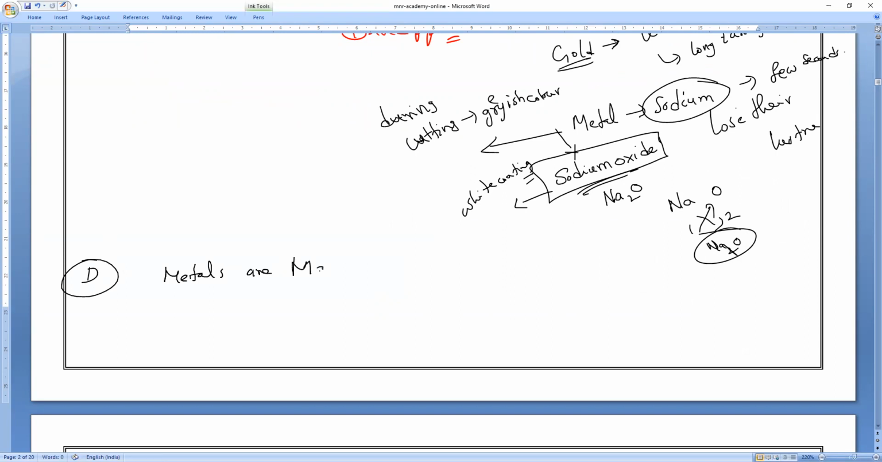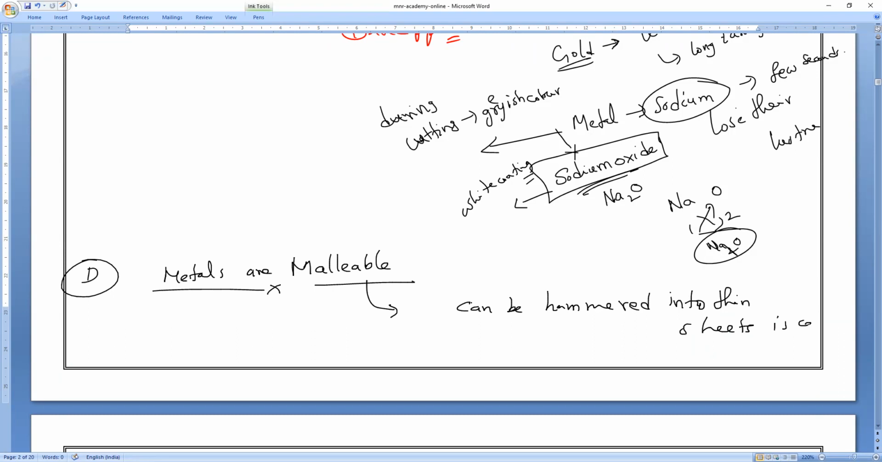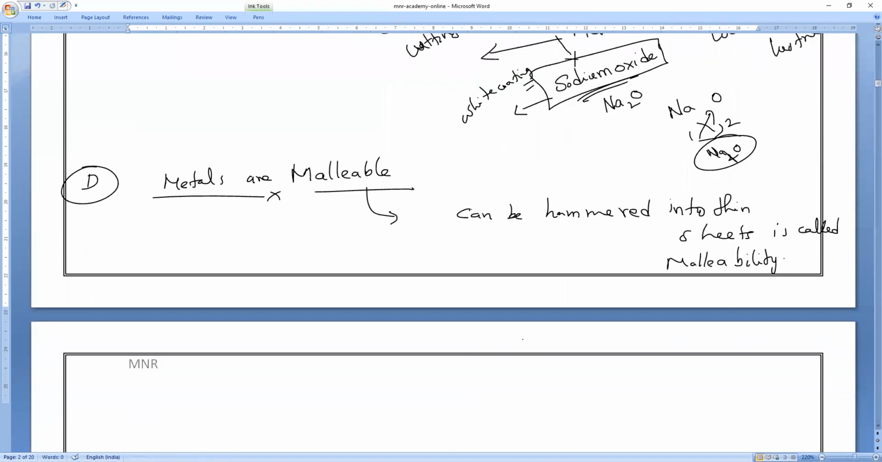So metals are malleable. What do you mean by malleable? Generally metals are malleable. They can be hammered into thin sheets. The property of metals by which we can hammer them into thin sheets is called malleability. So we can see copper sheet, zinc sheet, iron sheet, lead sheet.